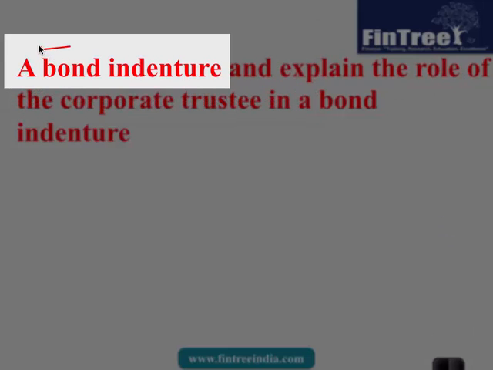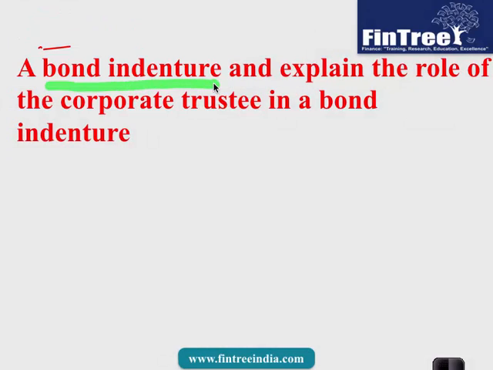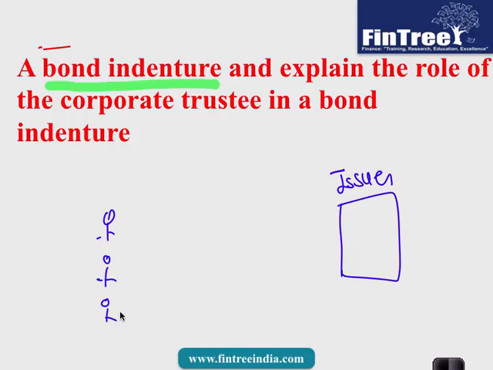A bond indenture. So this is an issuer. Issuer means the company which has decided to issue the bonds. These are the bond investors who decided to invest their money into the bonds. So between the company and the investors, there has to be a legal agreement, right, which will govern the rules and the dates at which payment would be made. So this legal agreement is referred to as a bond indenture.